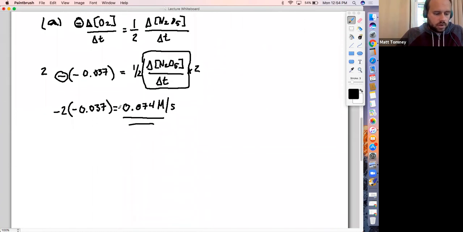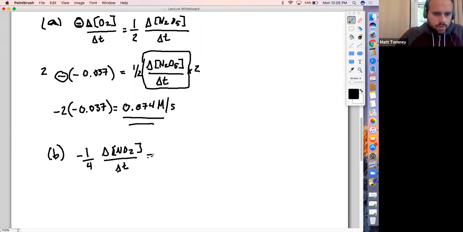So let's go ahead and start looking at B then. In the balanced equation, we have a 4 in front of that NO2. So when I want to get ready to set this equal, I'm going to say for problem B, I have -1/4, and that's going to be for the delta NO2 over delta T.